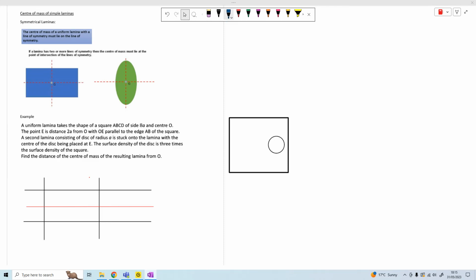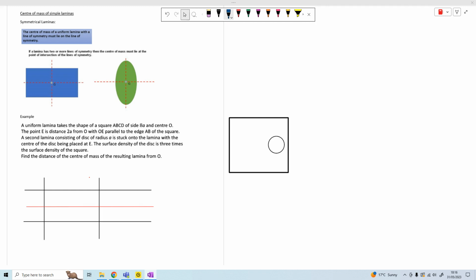In this video, we're going to look at centers of mass of some simple laminas, mostly ones that have lines of symmetry in them. When it comes to shapes with lines of symmetry, your center of mass will lie somewhere on that line of symmetry. If the shape only has one line of symmetry, then it's going to be somewhere along it. If it's got two lines of symmetry, then it must be in the center, where those two lines meet. That's really important to consider.